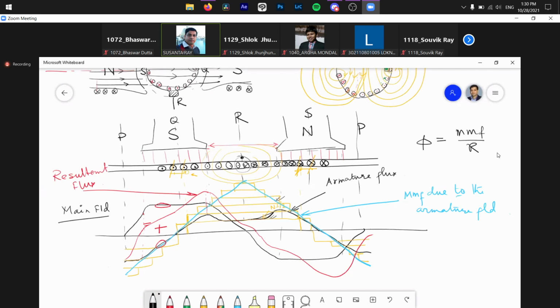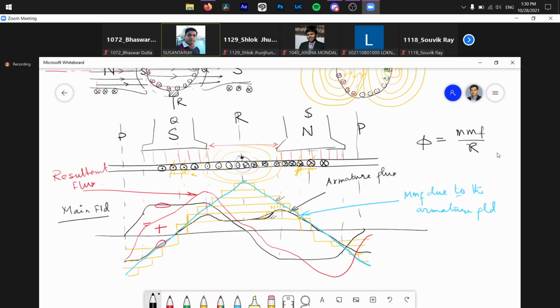Now, if your armature doesn't carry any current, what should be the resultant flux? Can you tell me? That means in case of no load, your armature is not at all carrying any current. In that case, what will be the resultant flux? The main field will be the resultant flux. Correct. So there will be only the main field.